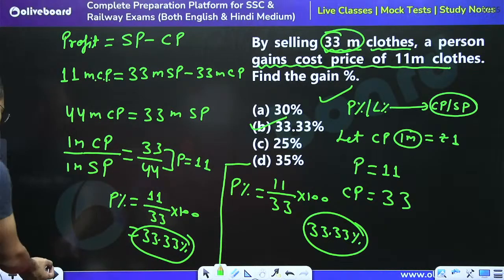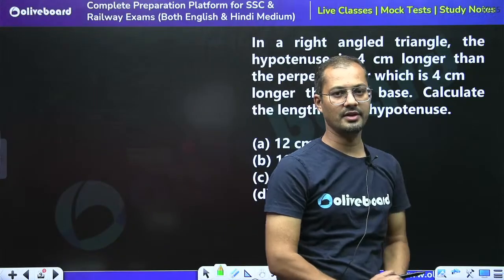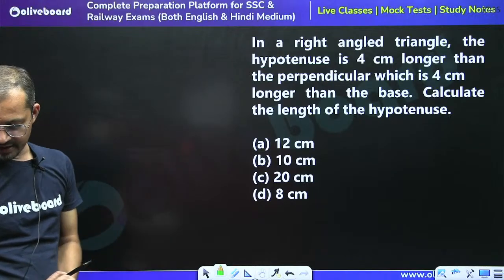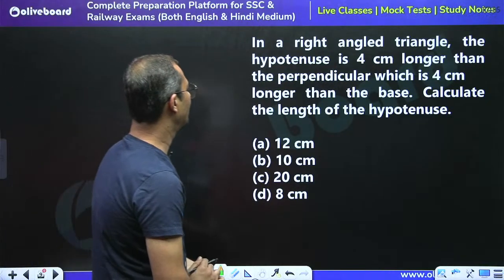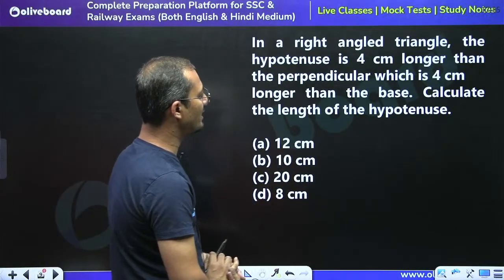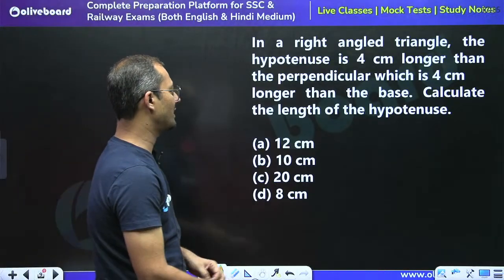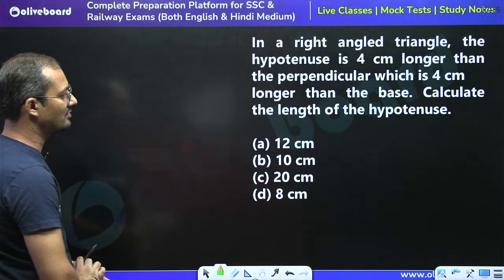So moving to next question. Everyone, please tell me what is the answer for this question. See, in a right angle triangle, the hypotenuse is 4 cm longer than the perpendicular, which is 4 cm longer than the base. Calculate the length of the hypotenuse.